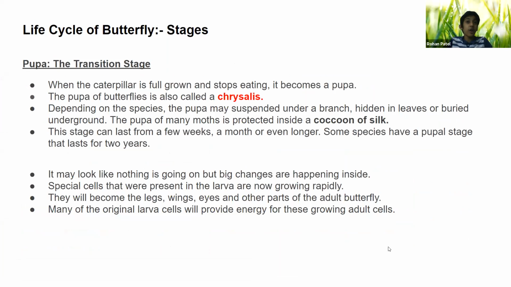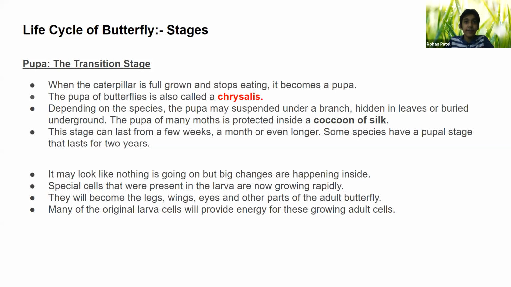And depending on what species it is, the pupa may suspend under a branch, hidden in leaves, or buried underground. The pupa of many moths are protected inside a cocoon of silk. This stage can last from a few weeks, a month, or even longer. Some species have a pupal stage that lasts for 2 years.